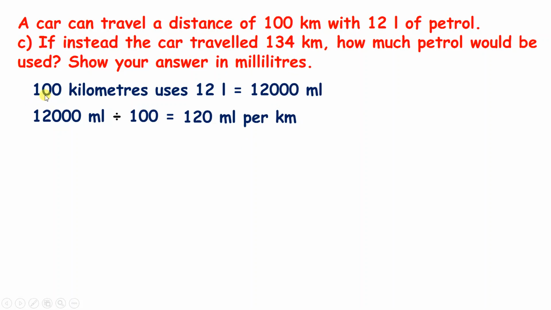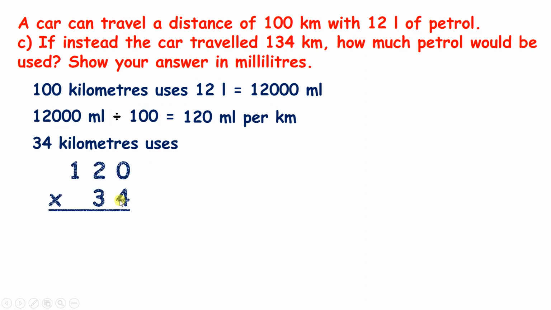But as we already know how much 100 kilometres uses, let's instead work out how much petrol is needed for 34 kilometres, and then we can add our answer to 12,000. So if we do 120 times 34, that will tell us how much 34 kilometres uses.